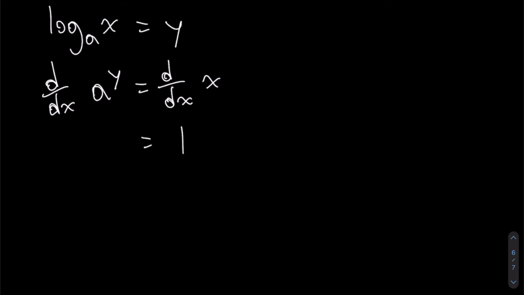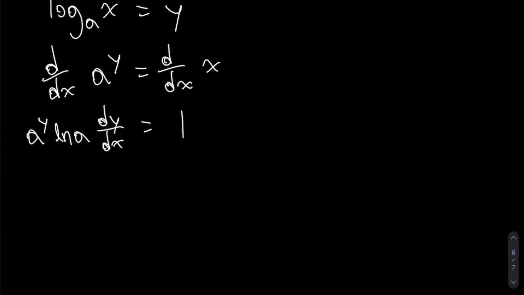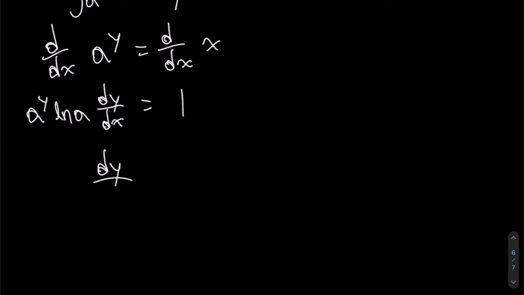And then this side, we have a to the y times ln a. And this is chain rule because y is a function of x. So I took the derivative with respect to y. Now I have to multiply that by the derivative of y with respect to x. And remember, y equals log a of x. So the derivative of y is exactly what we're trying to find. So I divide both sides by a to the y ln a.